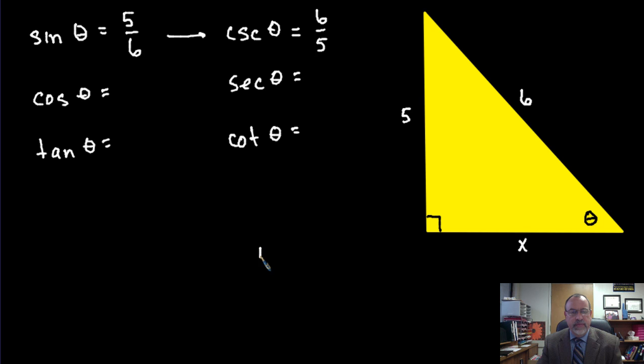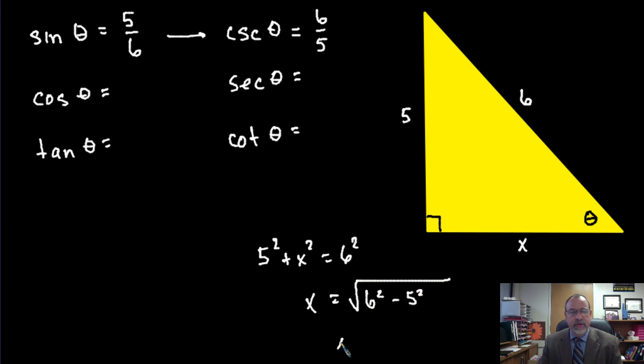So I know that by the Pythagorean theorem, 5 squared plus x squared is equal to the hypotenuse squared. So x is going to be the square root of 6 squared minus 5 squared. So x is going to be the square root of 36 minus 25, which is 11. So the length of this side is the square root of 11. Now don't turn that into a decimal, leave it as a radical.